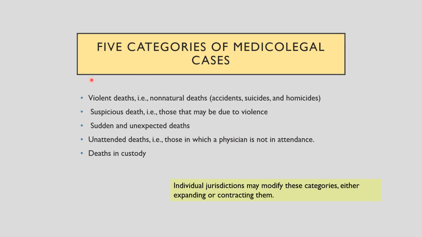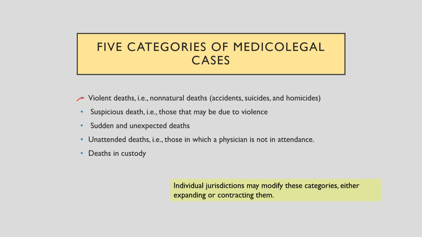Okay, so we are going to start with categorizing the medical legal cases. So there are 5 categories of medical legal cases. Among them includes, of course, we discussed this in our first lecture, violent deaths. Okay, that's one. That is, violent deaths are these non-natural deaths such as accidents and suicides and also homicides.